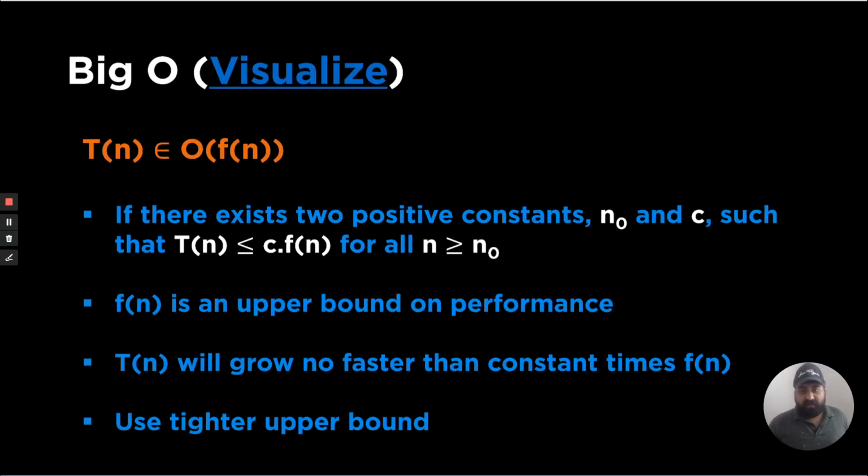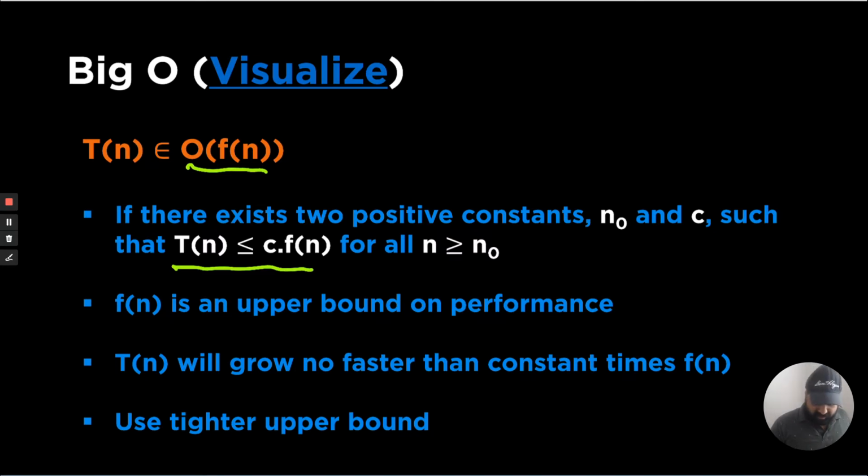So let's now formally define what is big O. A function T of n belongs to the set of functions big O of f of n if there exist two constants, n naught and c, and both of those constants are positive, such that T of n is less than or equal to c times f of n for all n greater than n naught. So this is a very mathematically jargon-heavy definition, but I'm going to simplify that in a little bit.